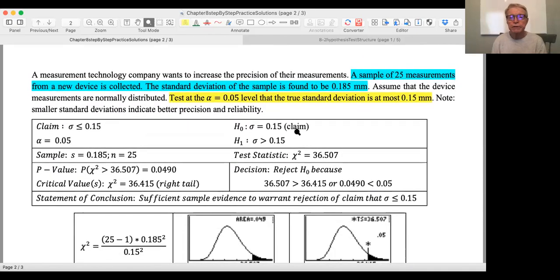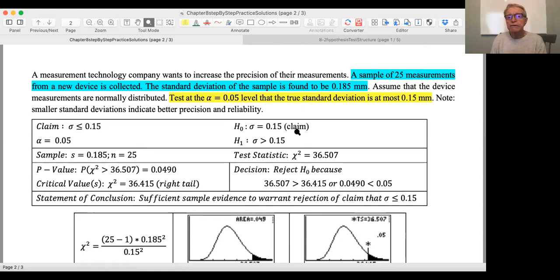A measurement technology company wants to increase the precision of their measurements. A sample of 25 measurements from the new device is collected. The standard deviation of the sample is found to be 0.185. Assume that the device measurements are normally distributed. We can ignore that because that assumption will be met in virtually all the problems we'll deal with. And then we get to this statement, the blue highlighted statement up there. Again, it's talking about collecting some information and calculating statistics. But in the yellow highlighted, we see that, and these won't be highlighted in problems that you're given. You'll just have to think about them, highlight them yourself in some way.